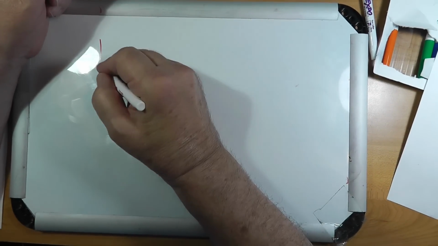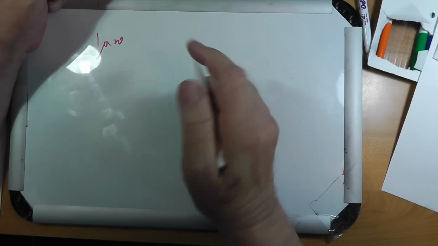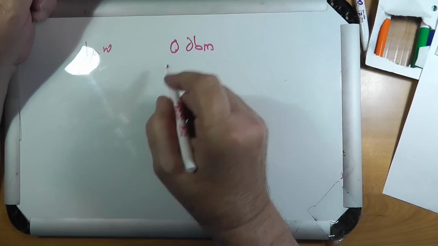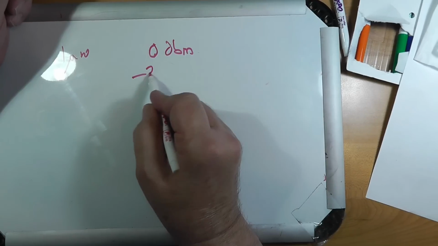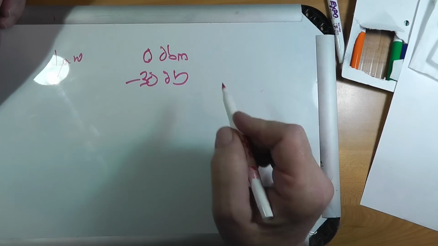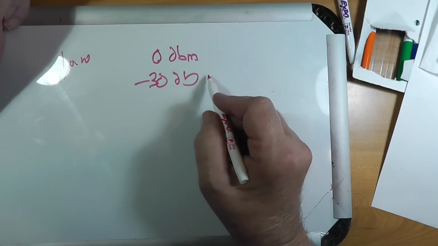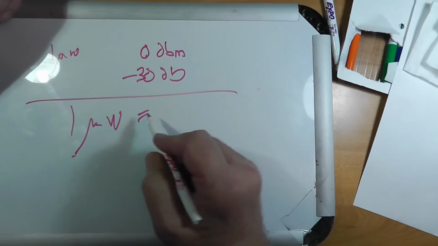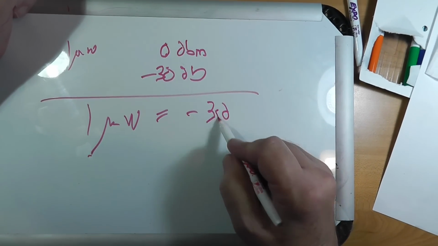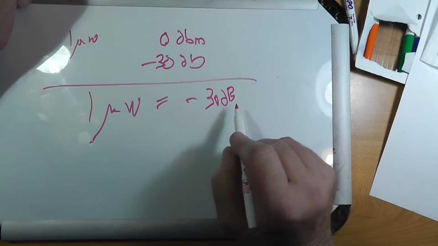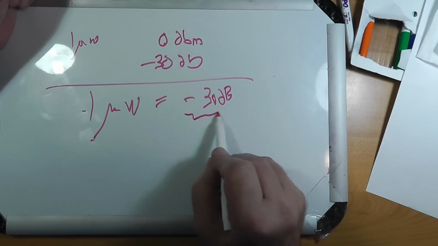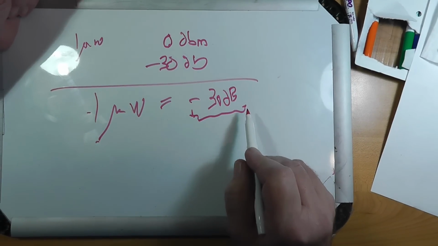Now I can go the other way too. Let's suppose you have 1 microwatt. You start out with 0 dBm, and you've got 1,000 below that, so you're going to subtract 30 dB. So 1 microwatt is minus 30 dBm. Now you can see that we're handling very small amounts of power with relative ease in decibels here.